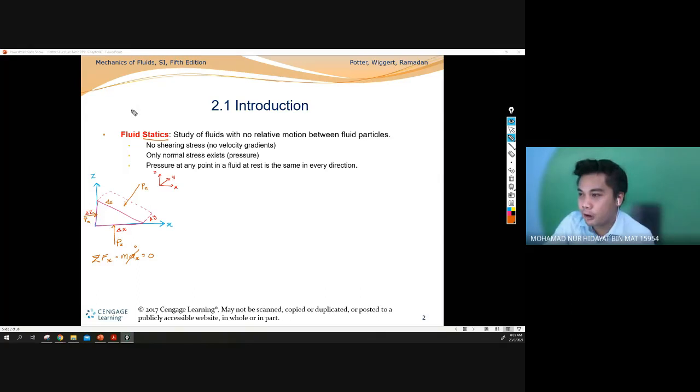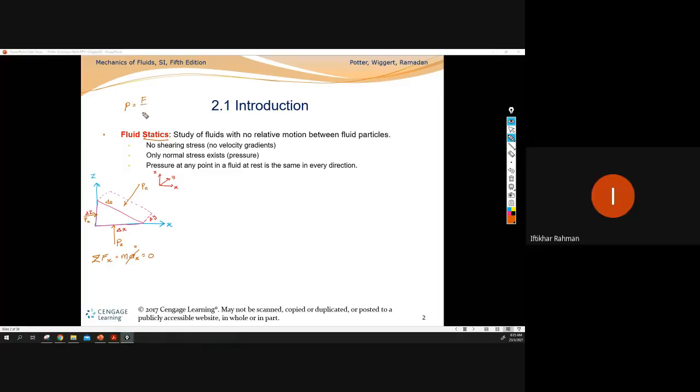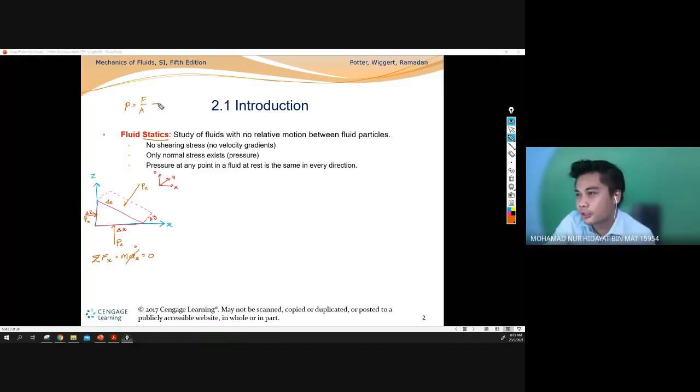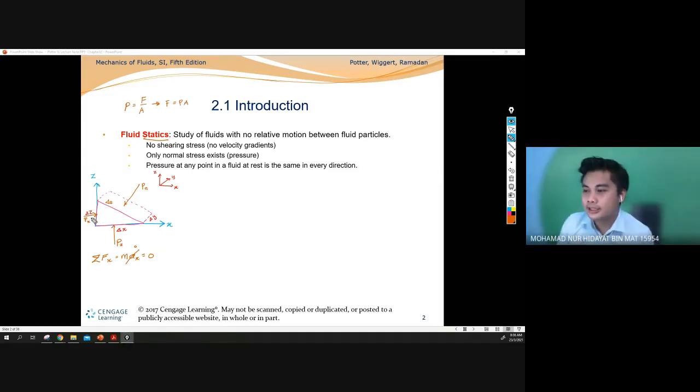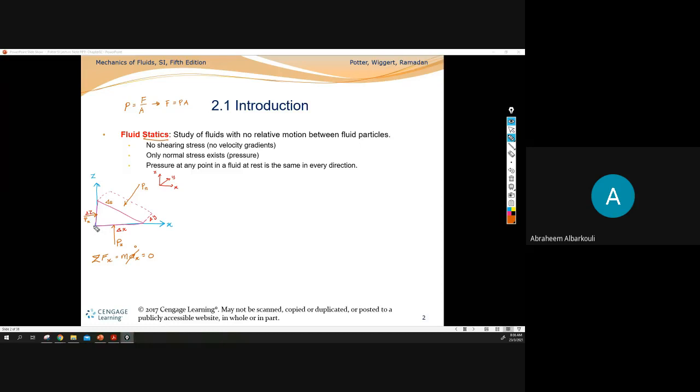What is the formula of force with the pressure? The pressure is equal to force over area. How to get the force? Pressure times area. What is the force acting in the x direction? Can you list the forces in the x direction? Px, and then we have a component of Pn also. Yes, correct. But P is the pressure. How to convert to the force? Multiply with the area, the area of the face in the x direction.